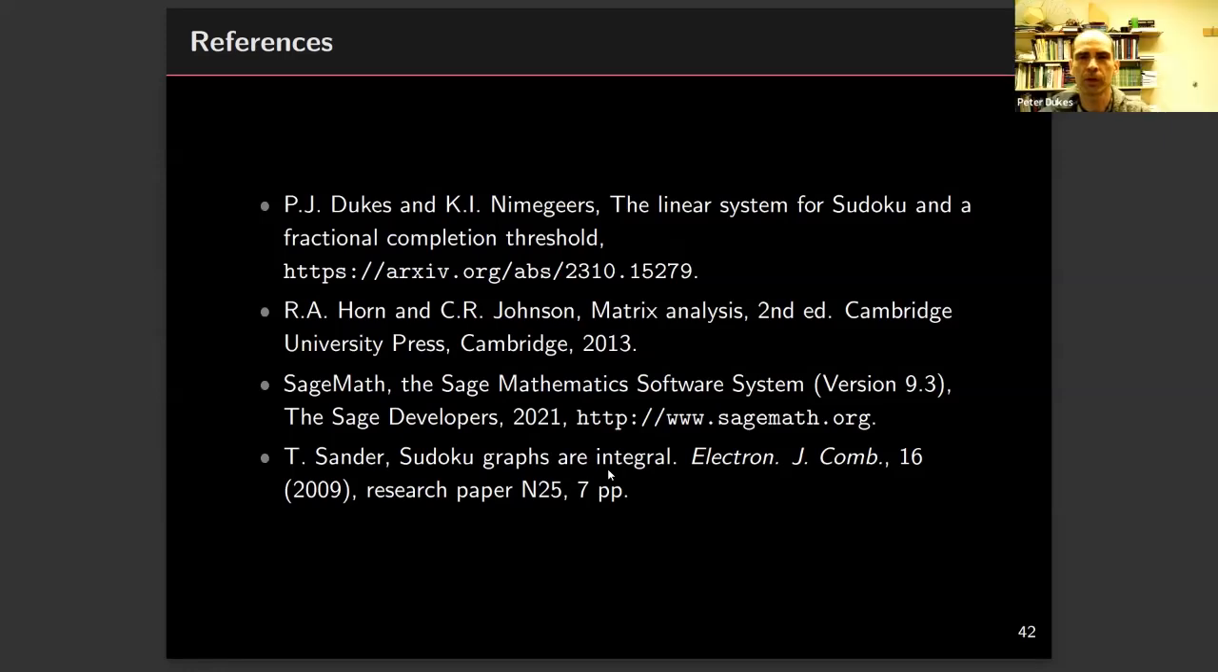The paper is the top link there. You can probably just Google it, I guess. But yeah, if you want to see some more details.